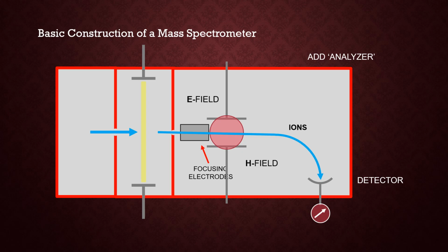So from the relationship of the electric field, magnetic field, the velocity, the curvature of the trajectory, I can determine the mass to charge ratio of any of the ions coming through. And this is the essence of mass spectrometry.